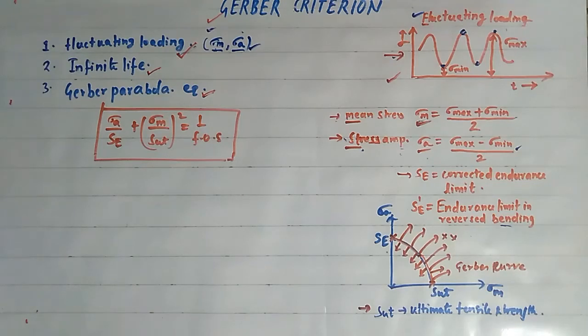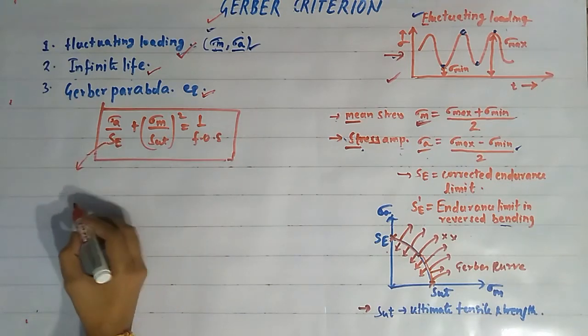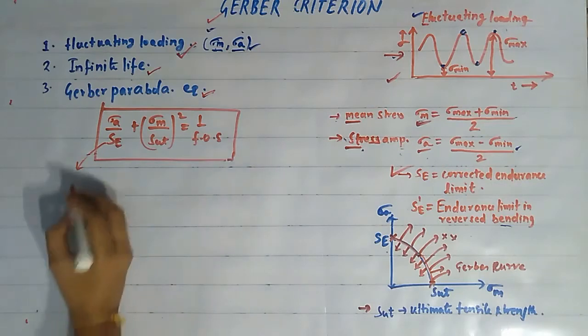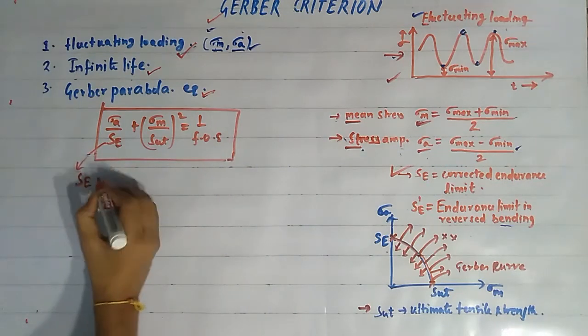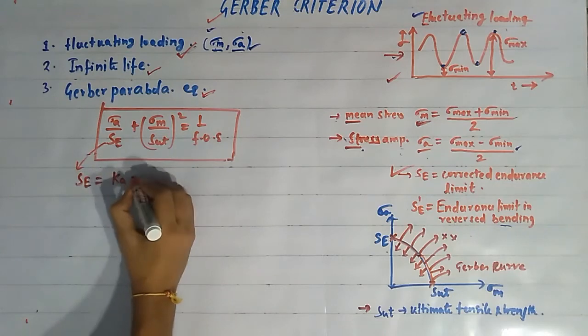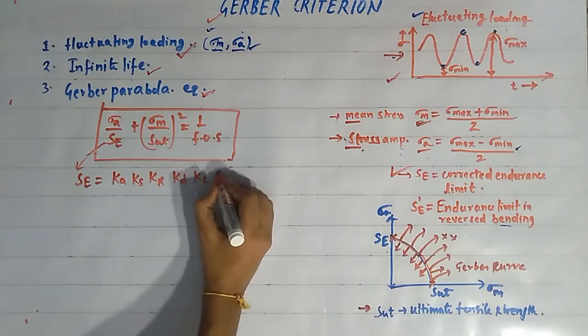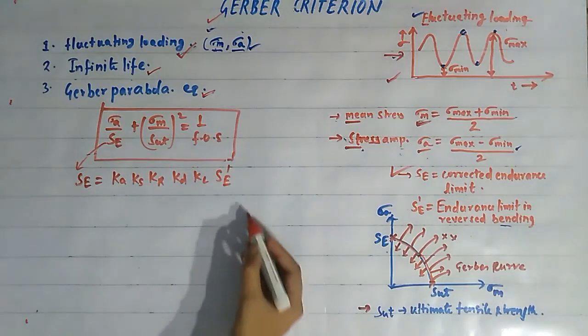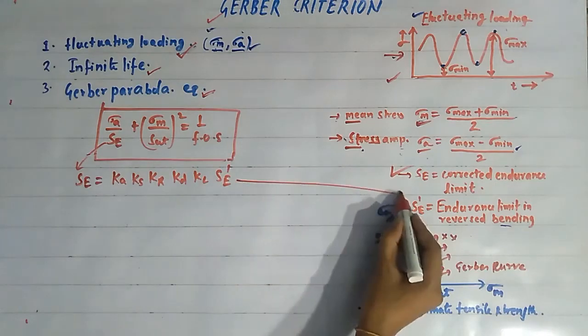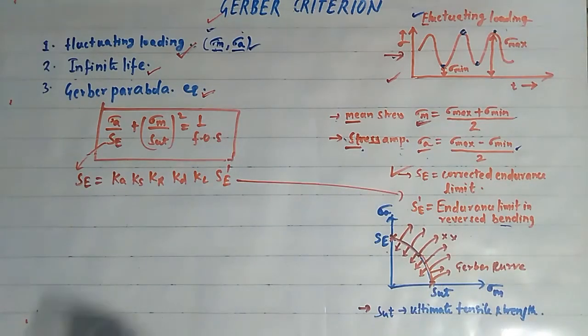Okay friends, there are few things that are very important when we are going to design with Gerber criteria. The first thing is that here SE is the corrected endurance limit, which is denoted by SE. Here the value of SE is given as SE is equal to KA, KS, KR, KD, KL, SE dash. Here SE dash is the endurance limit in reversed bending condition, that is the endurance limit which has been obtained from the rotating beam test, that is from the fatigue testing machine.